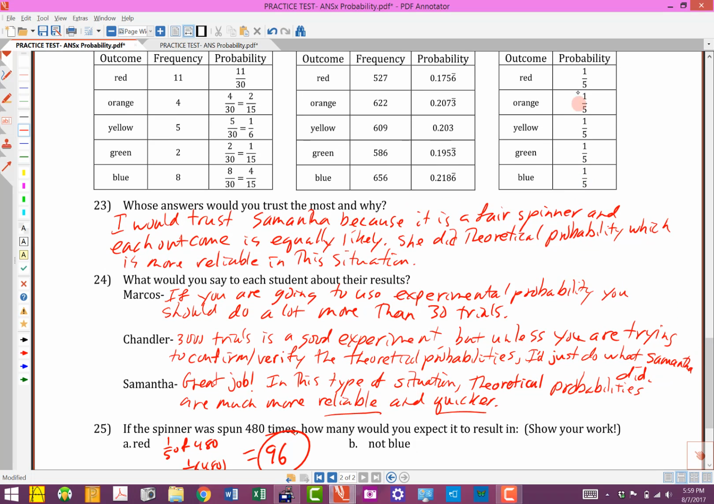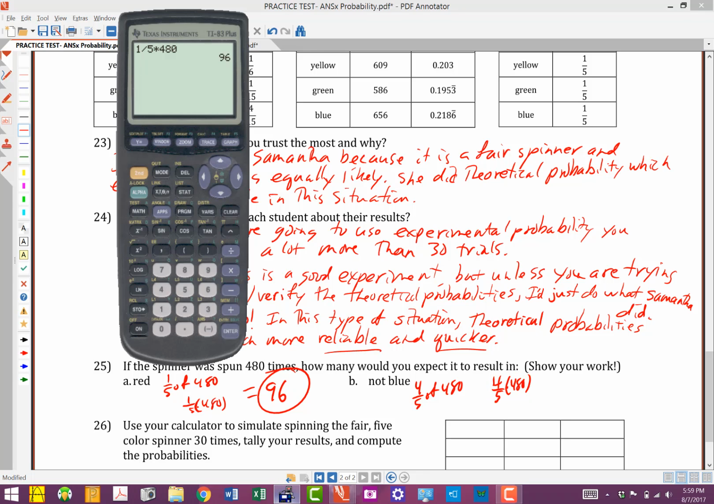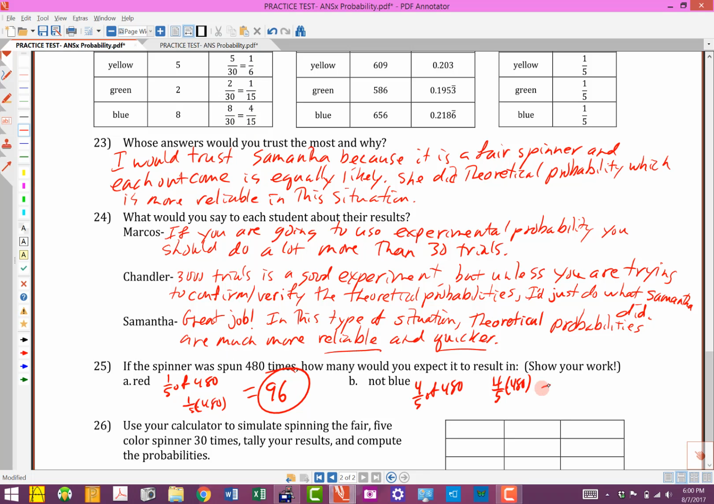So if blue is 1/5, we'd add the other ones up. We end up with 4/5. So 4/5 of 480. So we do 4/5 times 480. Again, just do implied multiplication there. And what I'm going to do is go back up here and edit this. You can do the same thing on your calculator. I'm going to put a 4 here, multiply them together, and we're going to end up with 384.